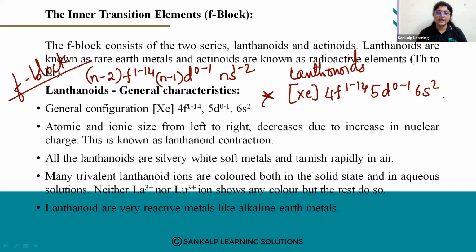The next is atomic size. Atomic and ionic size from left to right decreases due to increase in nuclear charge. So this is called lanthanide contraction. So atomic and ionic radii of lanthanoids, what happens? They gradually decrease from lanthanum to lutetium. This gradual decrease in the size is called lanthanoid contraction. And what is the reason? It is due to poor shielding of one 4F electron by other in the second inner shell. So this is the reason why it is showing lanthanide contraction.